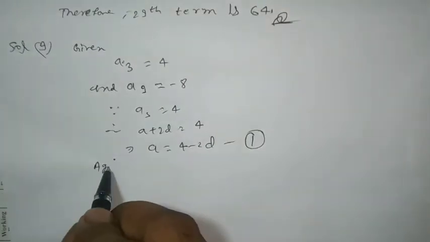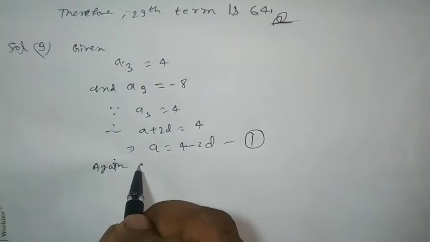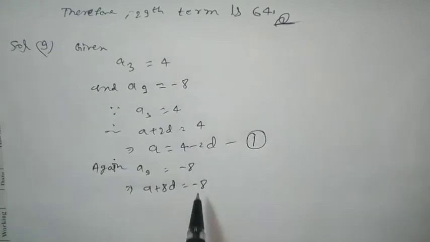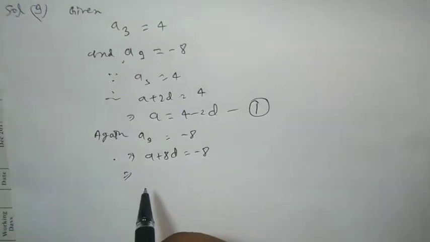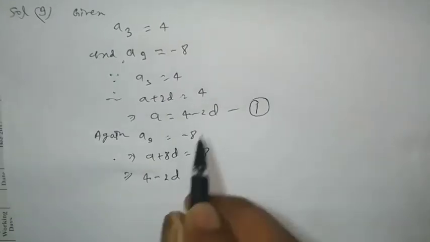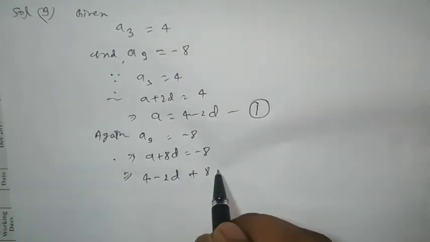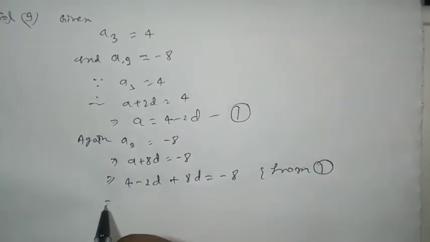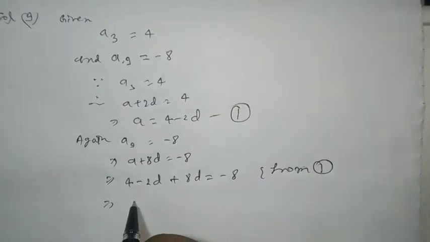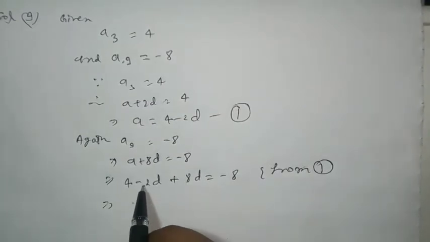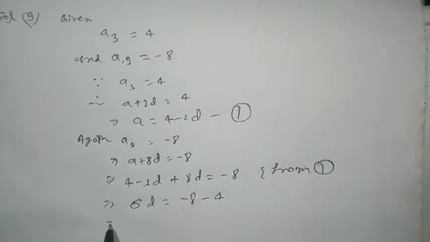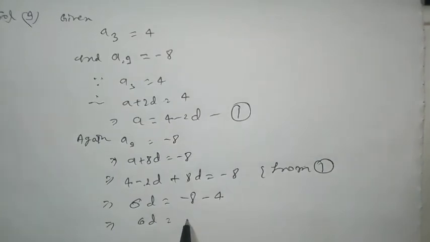Again, A9 is equal to minus 8 implies A plus 8D is equal to minus 8, implies 4 minus 2D from equation 1, the value of A, plus 8D is equal to minus 8. So 4 minus 2D plus 8D is equal to minus 8, implies 6D is equal to minus 8 minus 4, implies 6D is equal to minus 12, 6 twos are 12, therefore D is equal to minus 2.